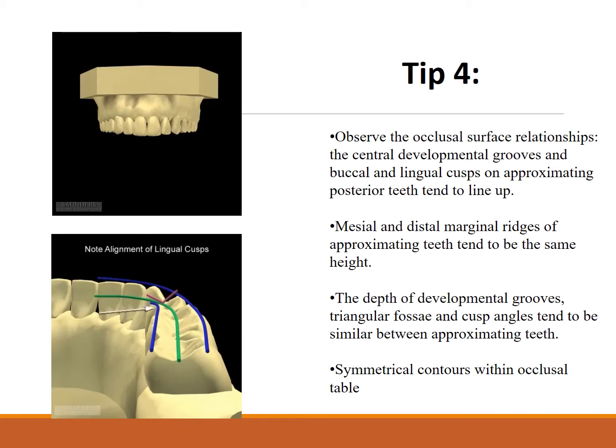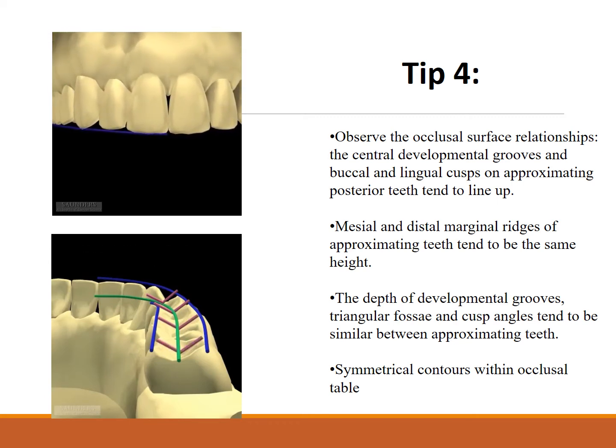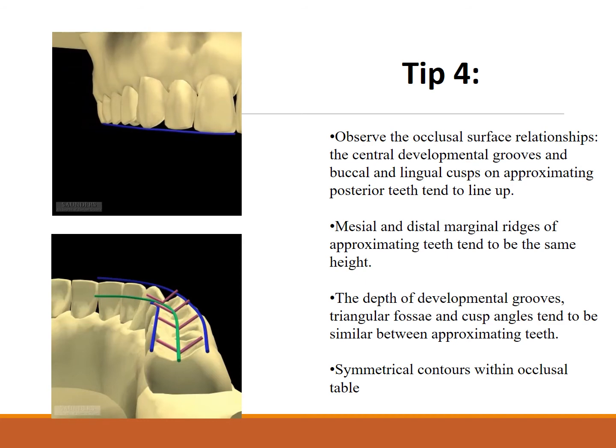You'll want to make sure that the central groove lines up and goes from one tooth to the other, especially as you look at the premolar and the molar. And on these posterior teeth, you'll also want to make sure that you have symmetrical contours within the occlusal table itself.